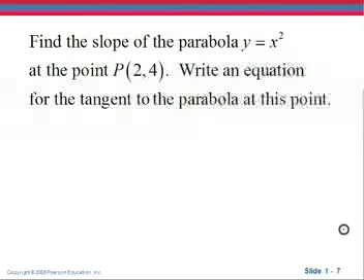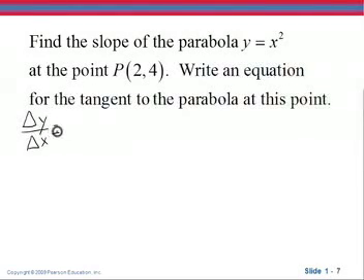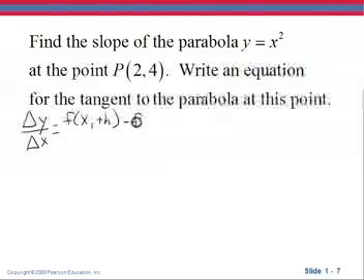Now one thing we're going to do is look at functions and find the slopes of tangent lines at certain points. Here we have the parabola y equals x squared, and we want to find the slope of the tangent line at the point 2, 4. If we know the slope of that tangent line, then we can actually write the equation for the tangent to the parabola at that point. Now we are going to use the first form of the rate of change, which was the change in y divided by the change in x is equal to f of x1 plus h minus f of x1 divided by h.